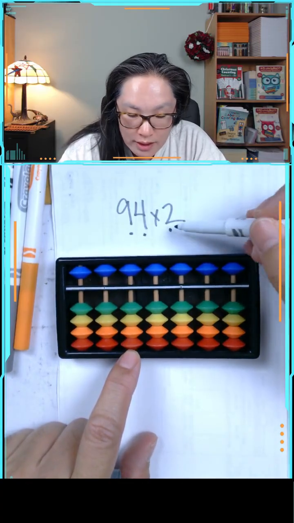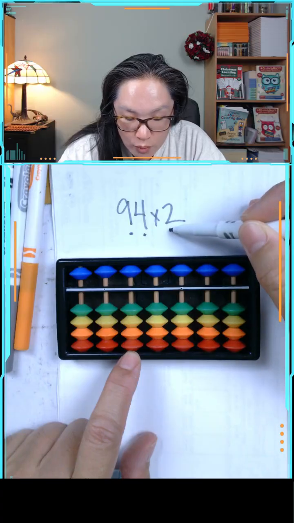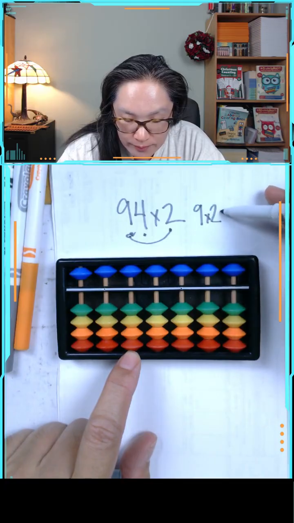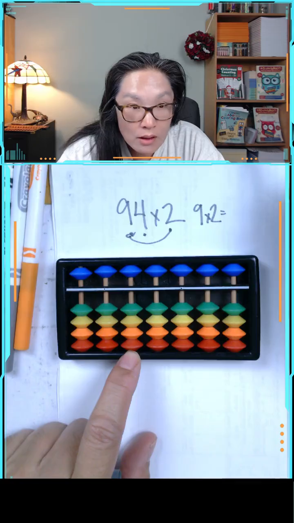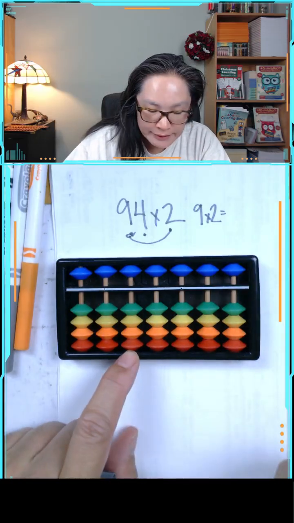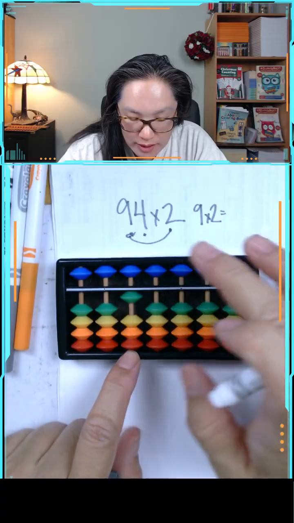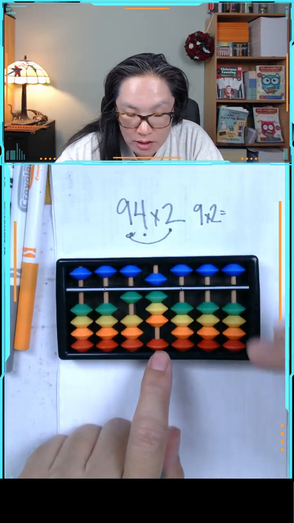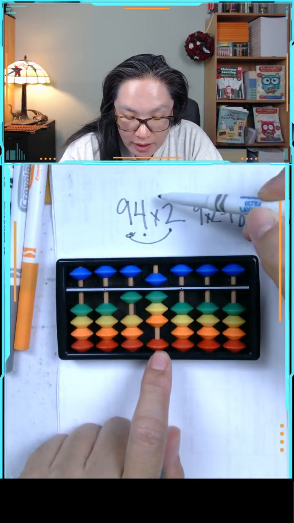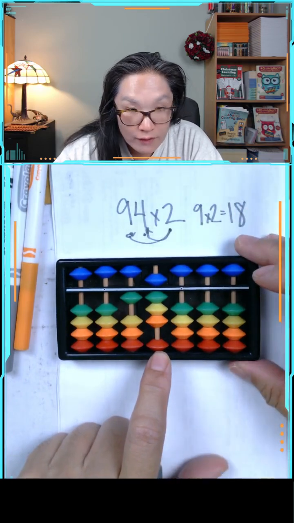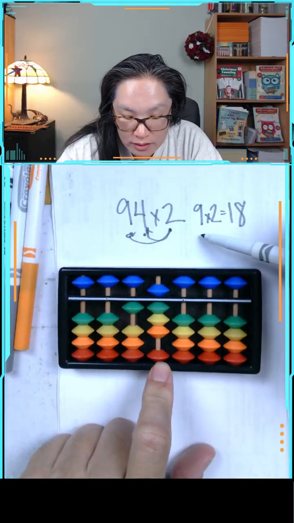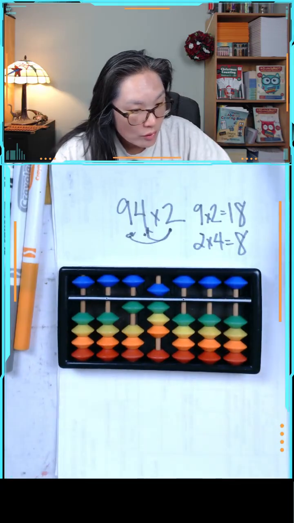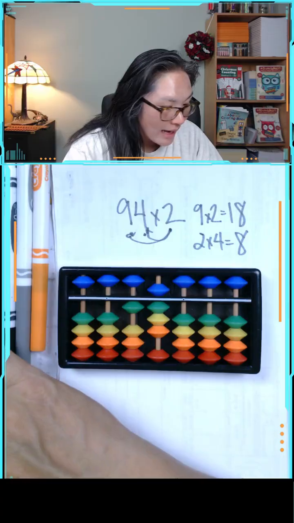And then what we do is distributive property. We go 2 times 9. What's 2 times 9? 2 times 9 is 18. It is 1, it is 8. Easy. So that's 18. And then we do 2 times 4. 2 times 4 is what? 2 times 4 is 8.